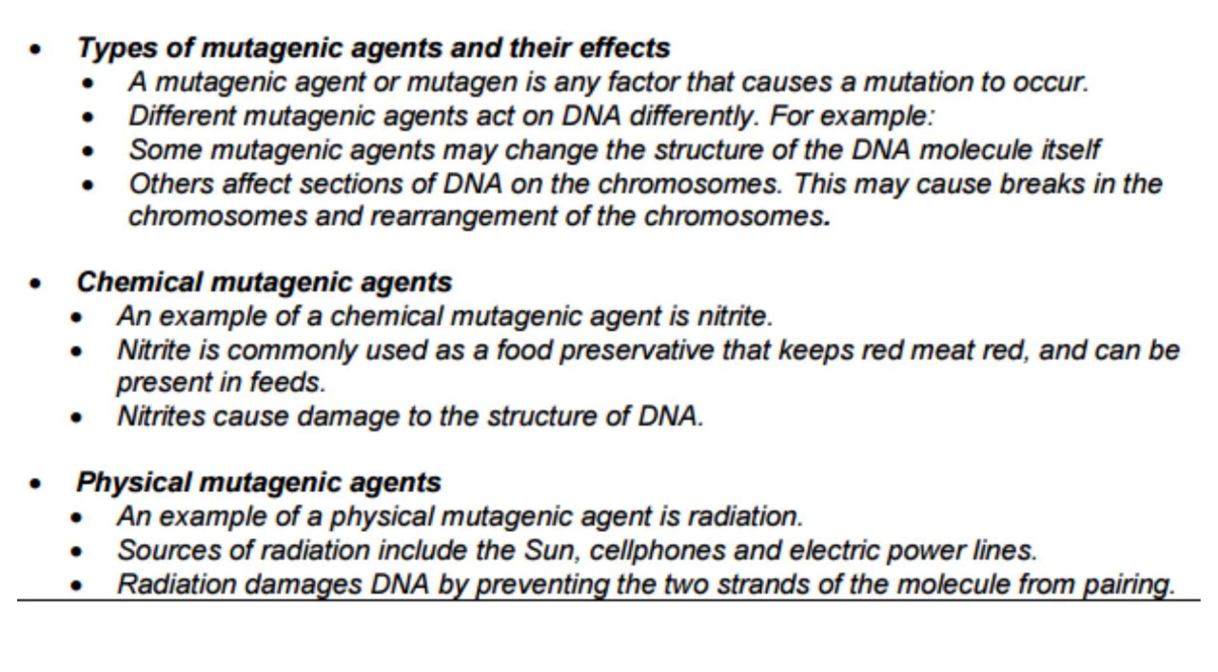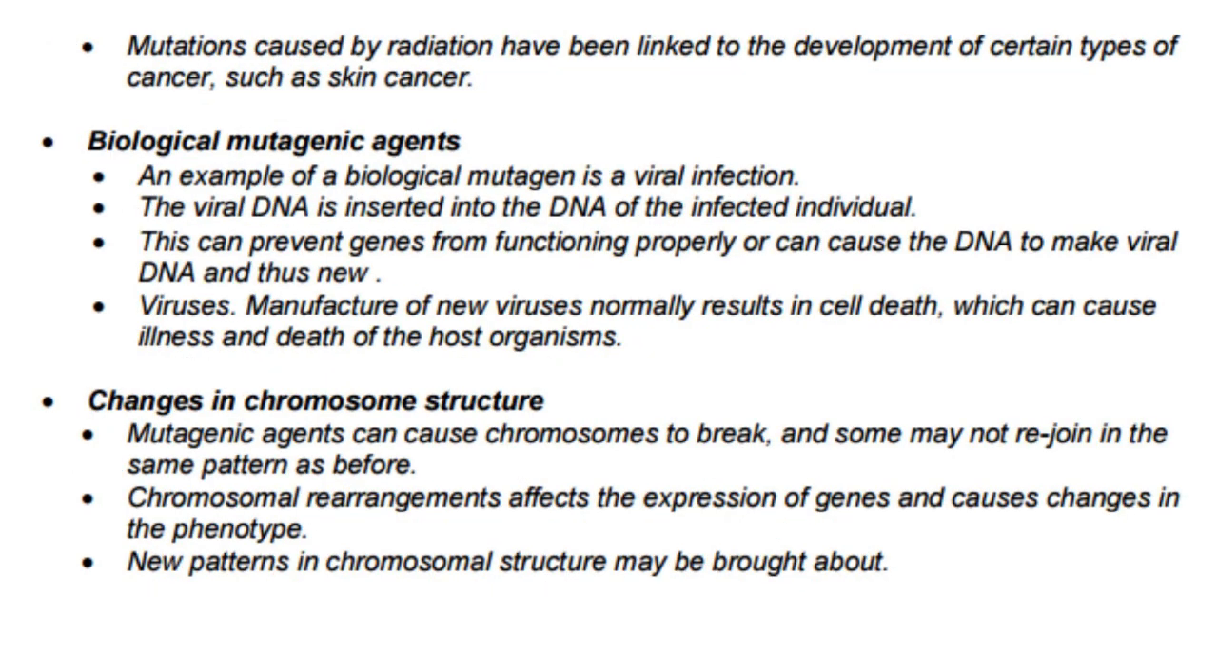Physical mutagenic agents. An example of a physical mutagenic agent is radiation. Sources of radiation include the sun, cell phones, and electric power lines. Radiation damages DNA by preventing the two strands of the molecule from pairing. Mutations caused by radiation have been linked to the development of certain types of cancer, such as skin cancer.